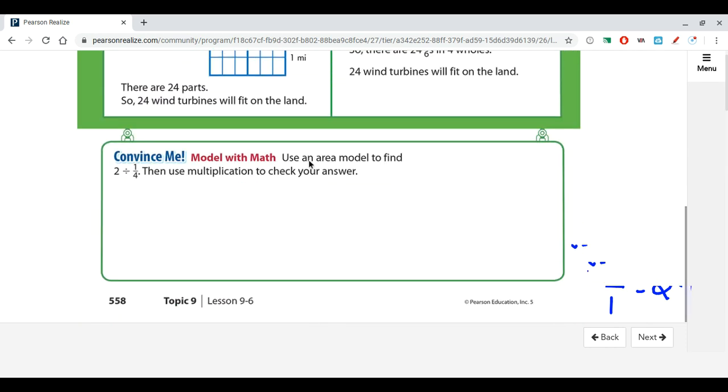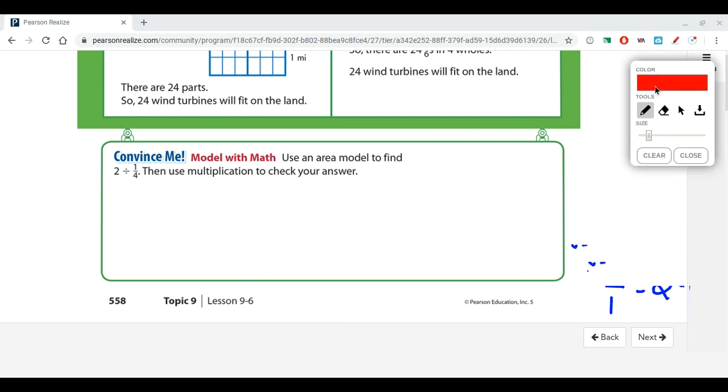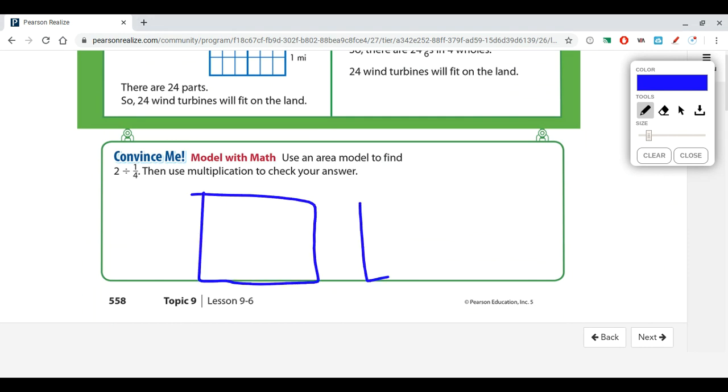All right. Use an area model to find 2 divided by 1/4, then use multiplication to check your answer. And so we're going to go ahead and draw that area model. And so I'm going to draw 2 shapes, and with those 2 shapes, I'm going to divide them into 4 pieces.